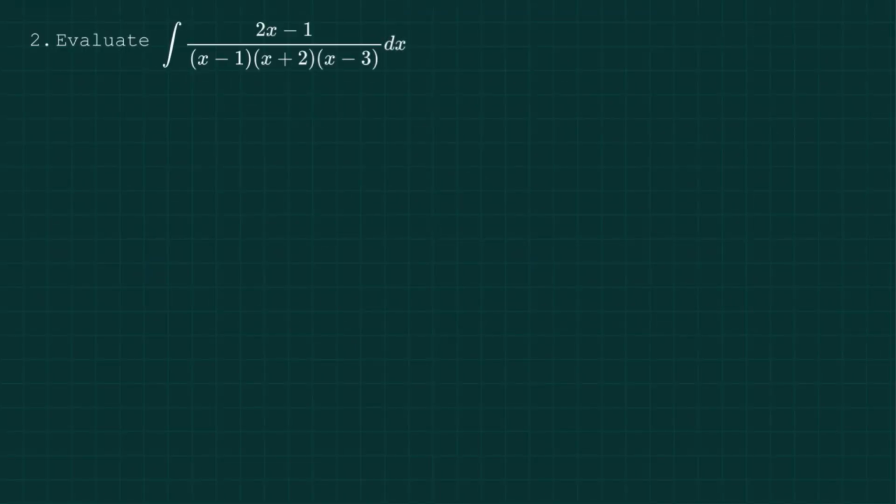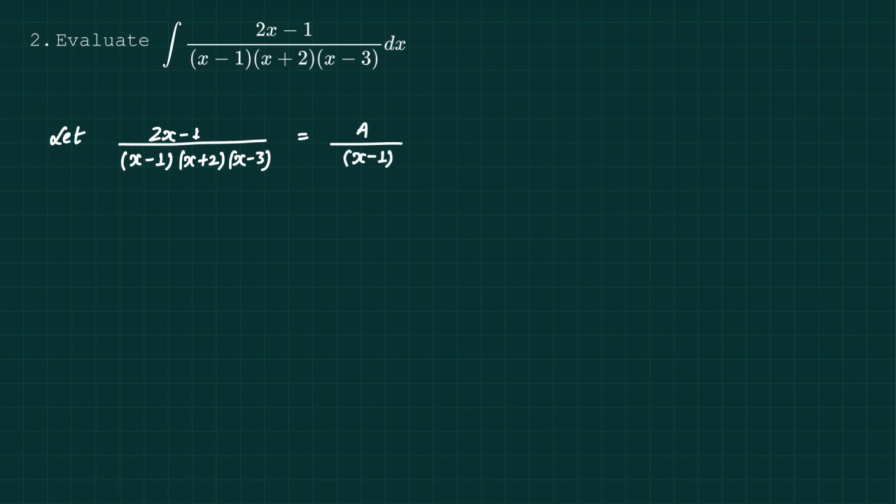Question 2. Evaluate the integral of (2x minus 1) over (x minus 1)(x plus 2)(x minus 3). So there are 3 factors getting multiplied in the denominator, so we have to split this function into 3 different terms. So let (2x minus 1) by (x minus 1) into (x plus 2) into (x minus 3) be equal to a over x minus 1, the first factor, plus b over x plus 2 and c over x minus 3.